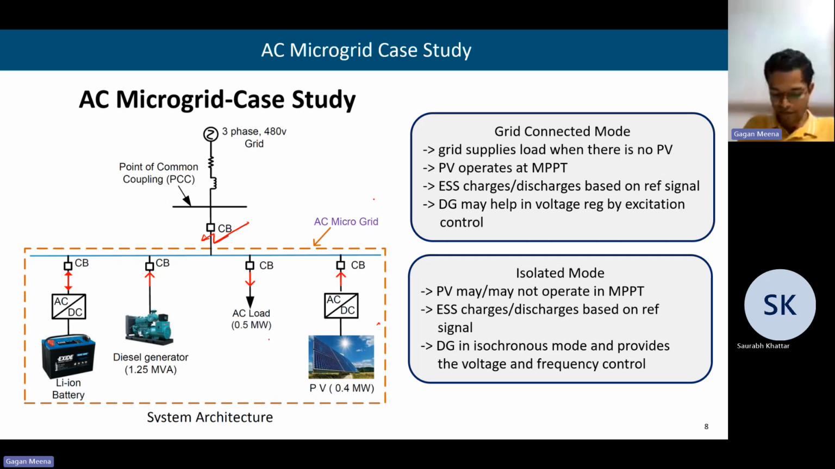Here we see that out of these three, battery, generator, and PV, only the storage is connected to the AC grid by a bidirectional AC-DC converter. PV and DC generator are connected by only a unidirectional converter.